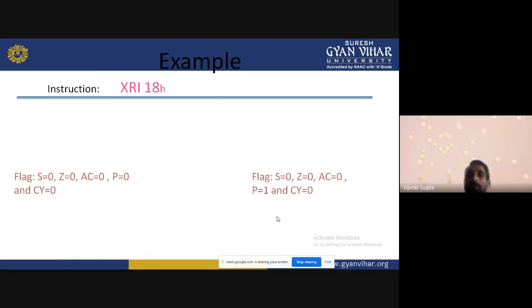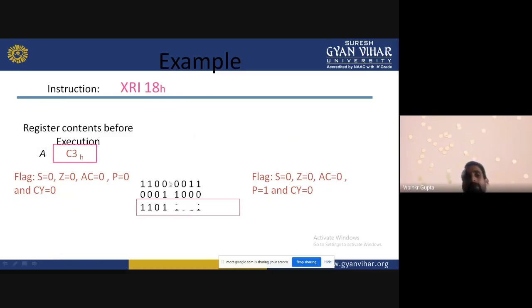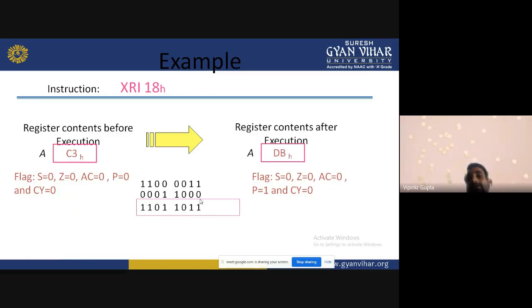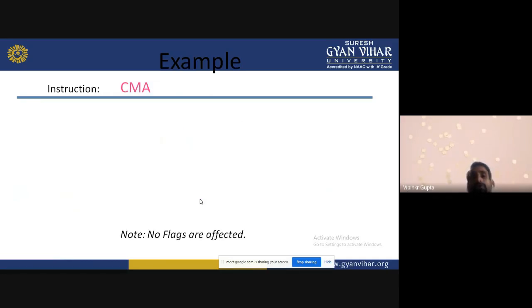So XRI, XOR immediate, 18H. It is the same, only the data is available within the instruction. First of all, whatever data is in the accumulator will be converted into a binary number, and then we XOR it with the given data. So we convert both the numbers into binary and then do the XOR operation, and whatever result we get is stored in the accumulator. So now we will calculate the flag values according to the result.